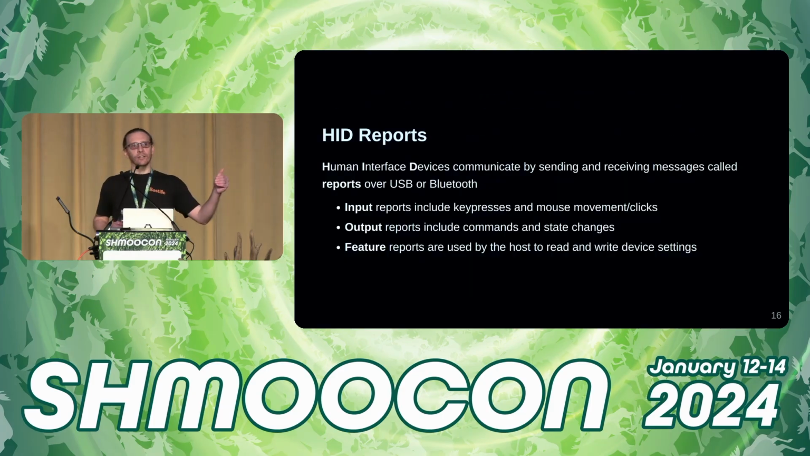And so over these control and interrupt channels, the devices send things called HID reports. And a HID report is just a simple data structure, sort of like a TLV type structure. You have input reports, which are going from the peripheral to the host, output from the host to the peripheral. Then you have feature reports, which are used for the host to read and write persistent settings on the device.